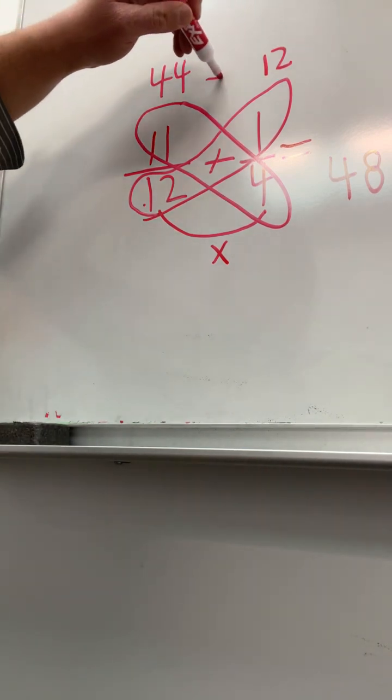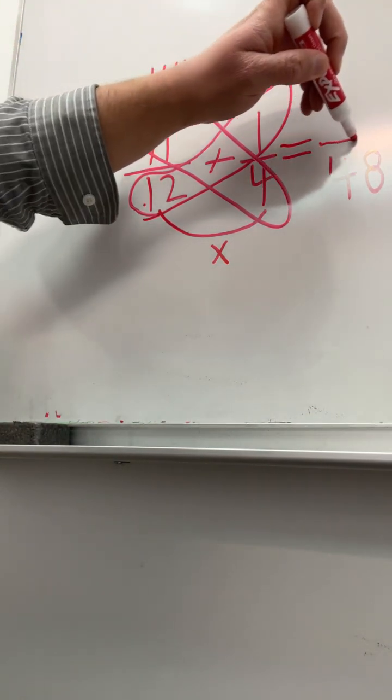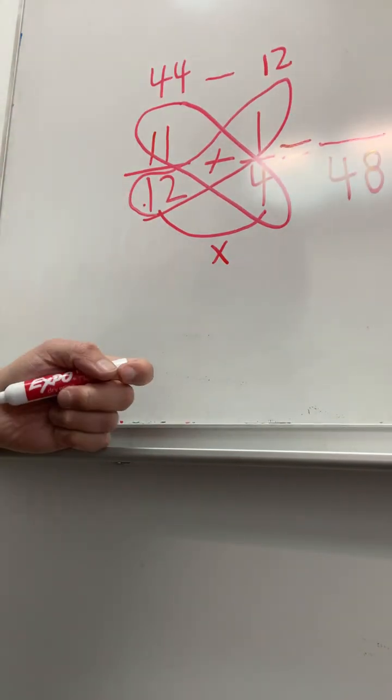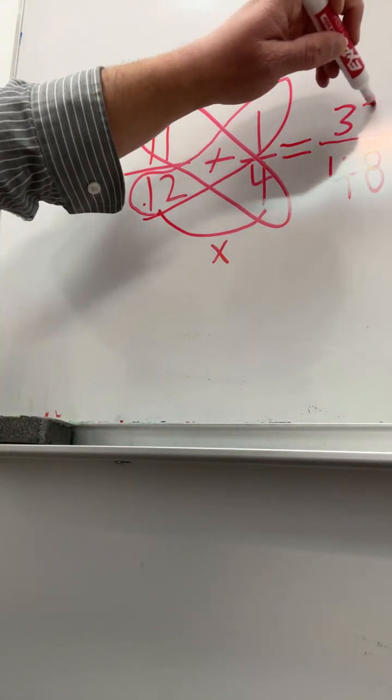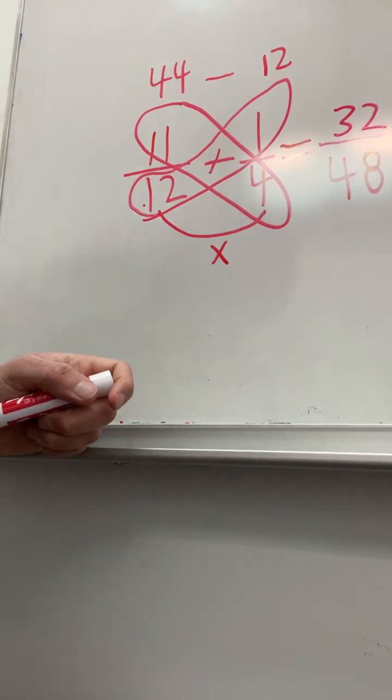So now we have 44 minus 12. We do 44 minus 12, we can figure out what the numerator is. 44 minus 12 equals 32. So we have our answer, 32/48.